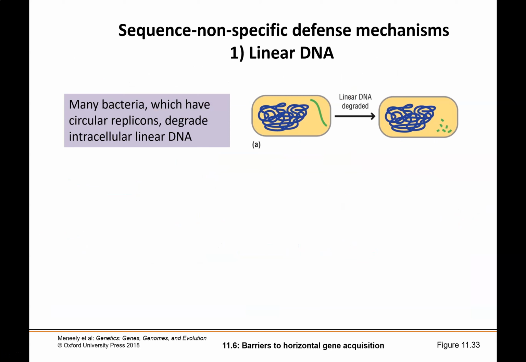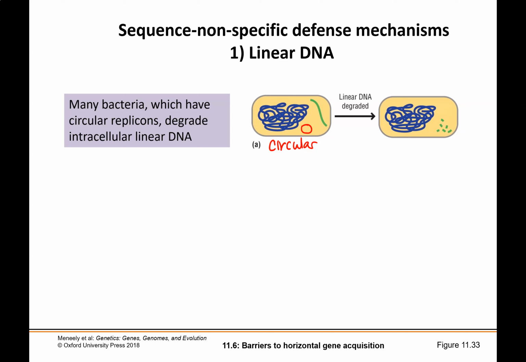So finally, we get to our sequence non-specific defense mechanism. CRISPR and restriction endonucleases are both sequence specific. But bacteria can also cut up or degrade pieces of DNA without being sequence specific. One is by recognizing linear DNA. So the bacterial chromosome is going to be circular. The genomic chromosome is going to be circular, as are any plasmids. So if we have a plasmid in here, it's going to be circular.